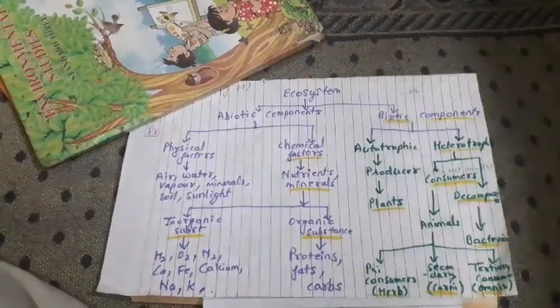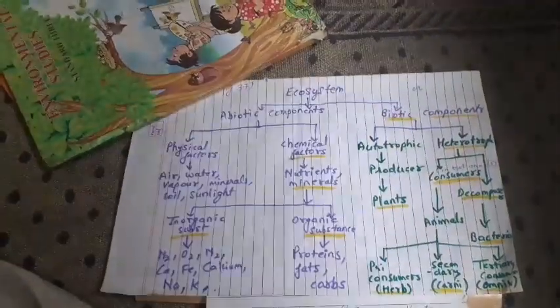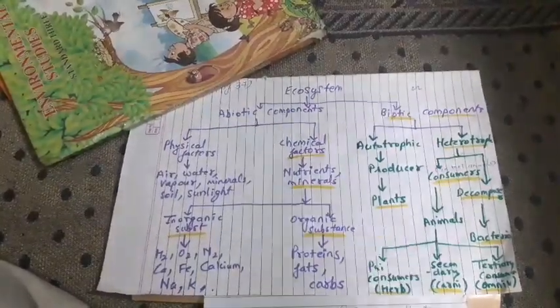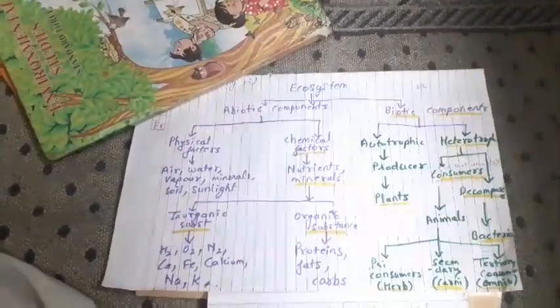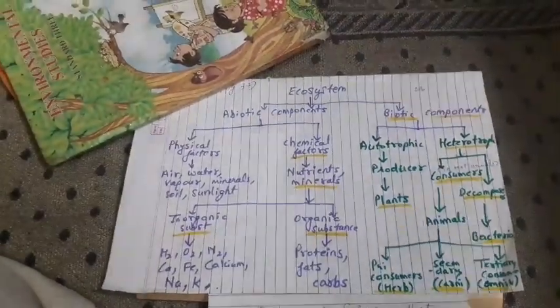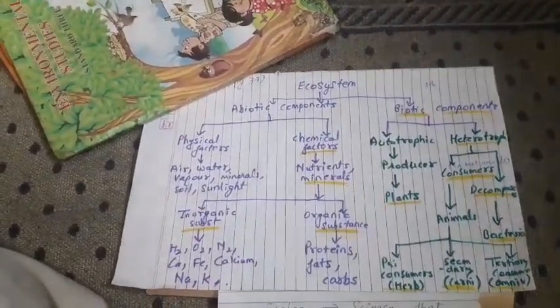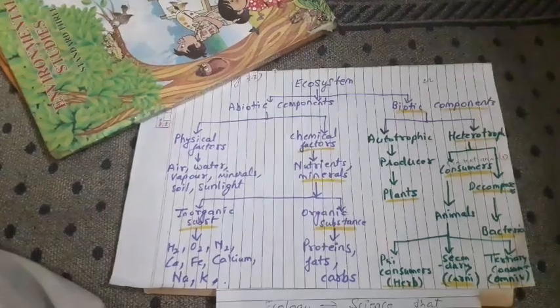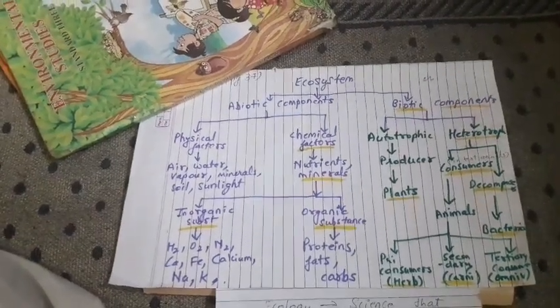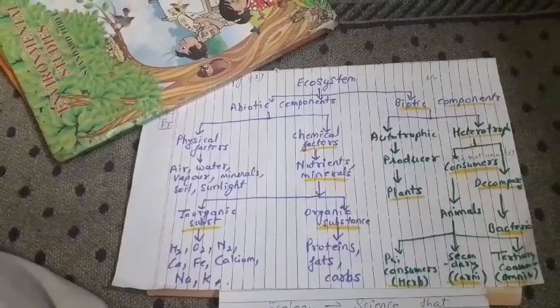Okay. Next, below producers, you have to write an example. So who is the producer? Plants, green plants. You can write green plants. What is an example of consumers? Animals. Example of decomposers? Bacteria or microorganisms, any one you can write.